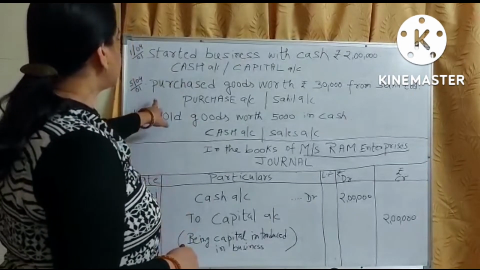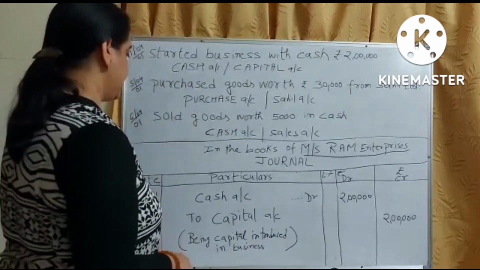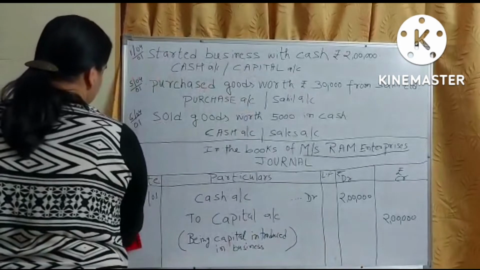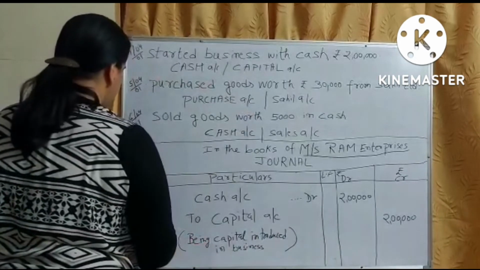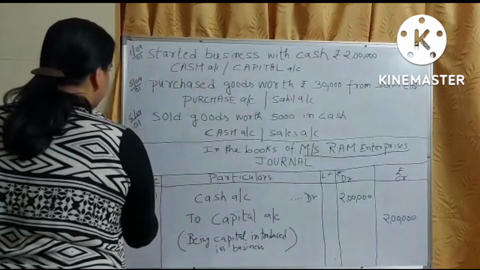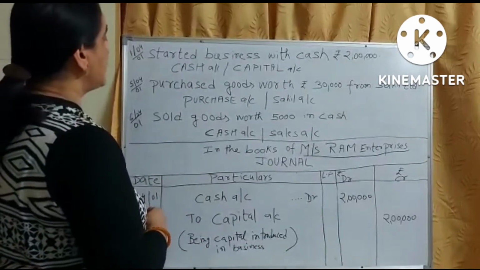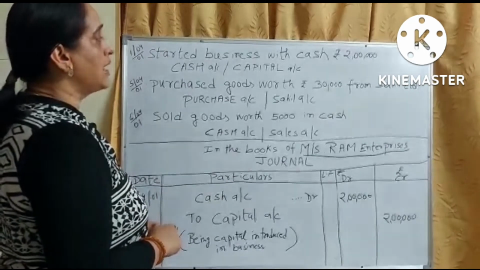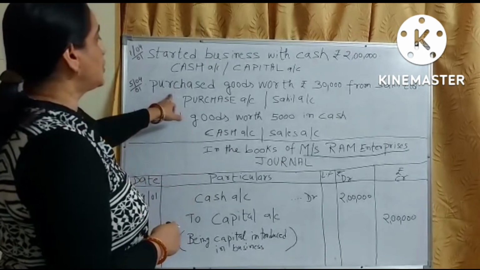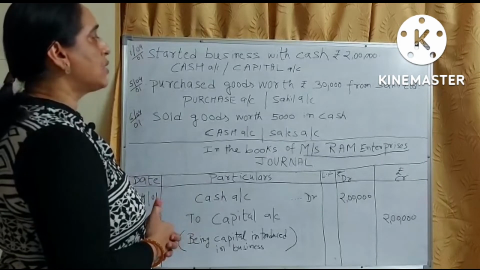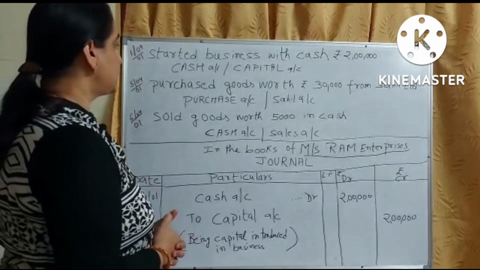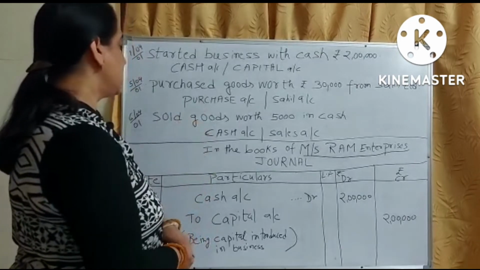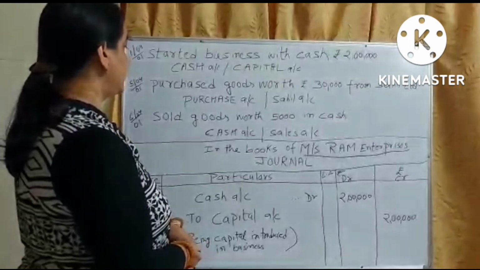Okay, now let's consider next example. First, we will write the date, that is 5th of April. Now, let's see the transaction. Purchase goods worth rupees 30,000 from Sahil Limited. In this transaction, two accounts will be involved, purchase account and Sahil account. Purchase account will be debited and Sahil account will be credited.